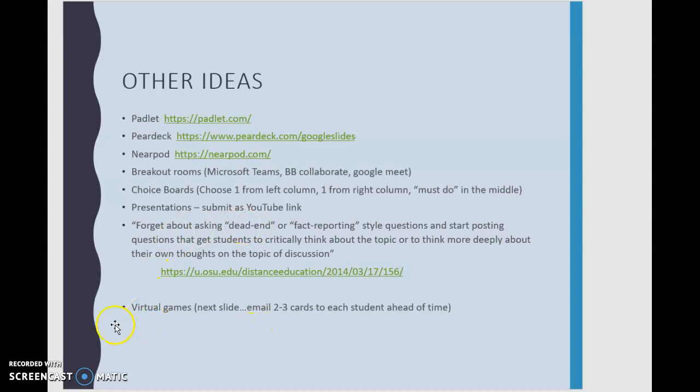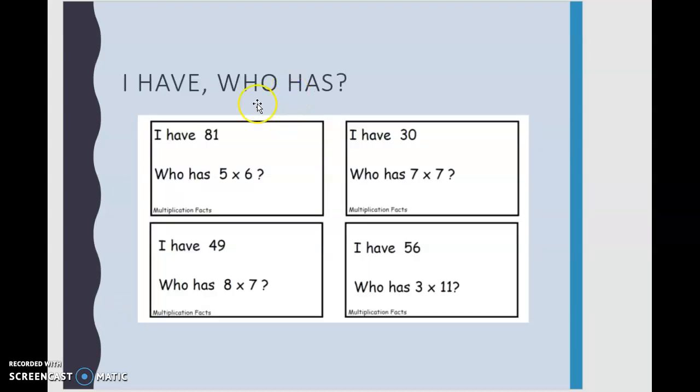Some virtual games or face-to-face. Of course, hopefully we stay back face-to-face, but if students are virtual, you could just email them stuff like this ahead of time. This is a game, you can just Google it. It's called I Have, Who Has, and there's tons of variations of this game out there. So if you're face-to-face, you would start, I have 81. Who has 5 times 6? Then the person who has the card would say, I have 30. Who has 7 times 7, right? And you would just keep going. And ultimately, they would say, I have blah, blah, blah. Who has 9 times 9? Oh, and look at that. It would come right back to you. Okay. But you can just Google I Have, Who Has.